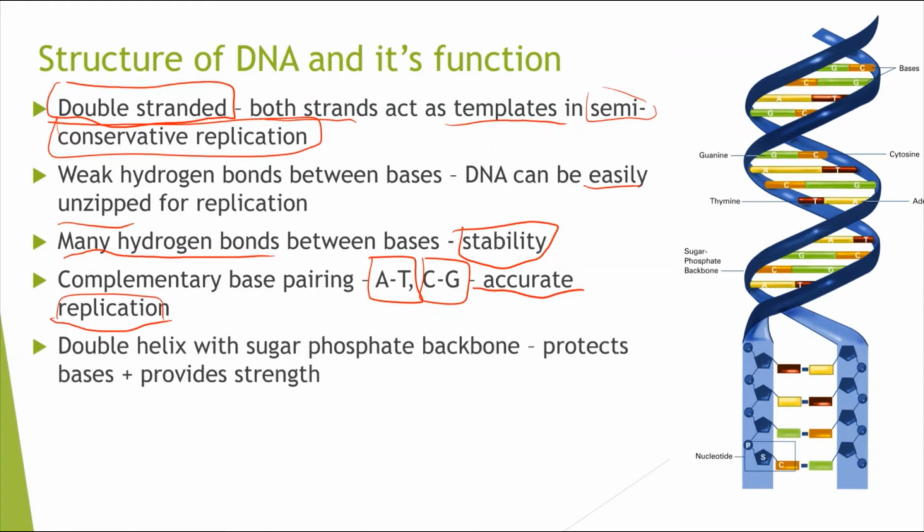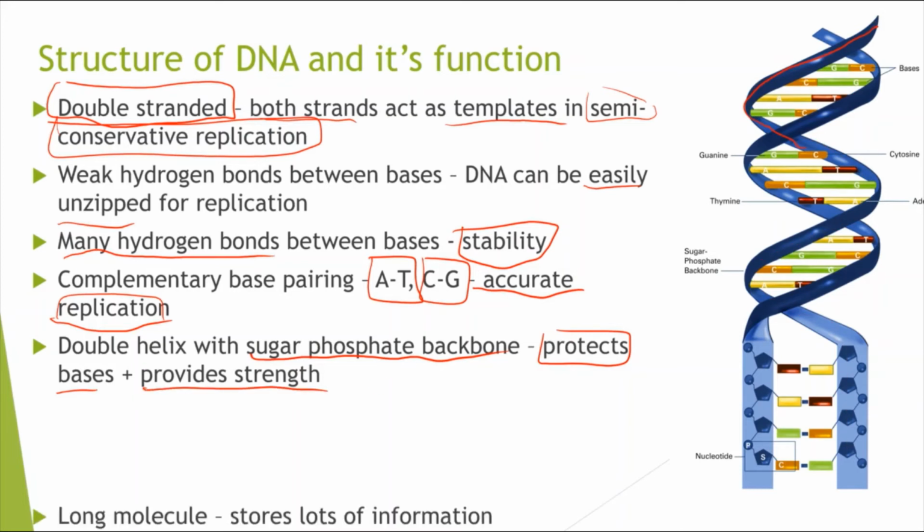As the DNA is double stranded, it's a double helix with a sugar phosphate backbone. This was the sugar phosphate backbone, carrying on for the whole DNA molecule. This basically protects the bases, which will be inside. So the double helix is outside and the bases will be inside. So this protects the bases and it provides strength.